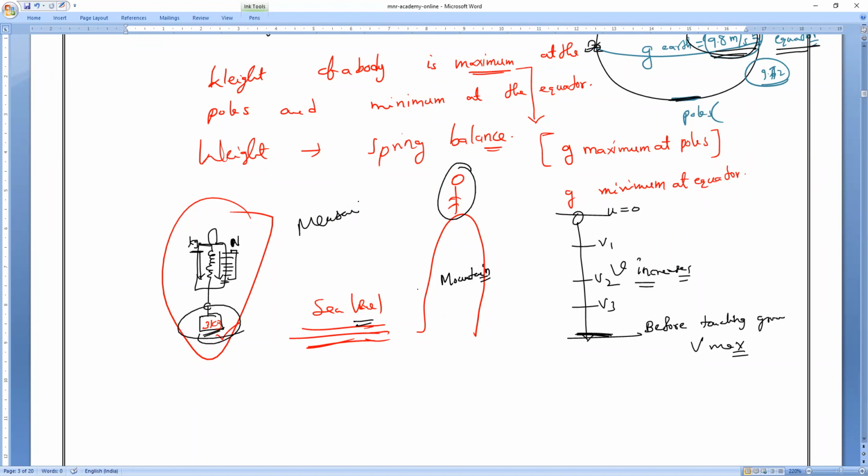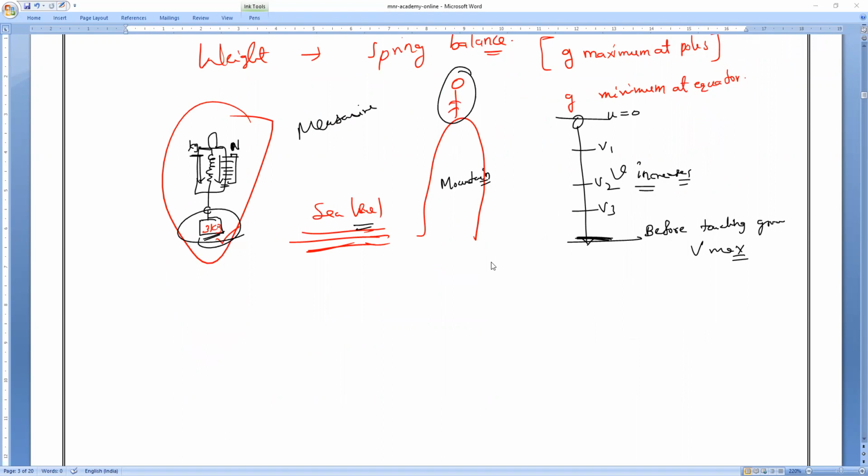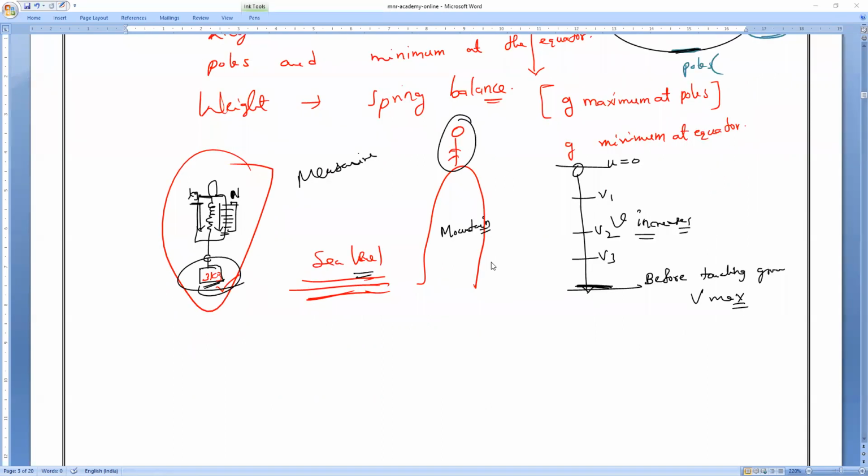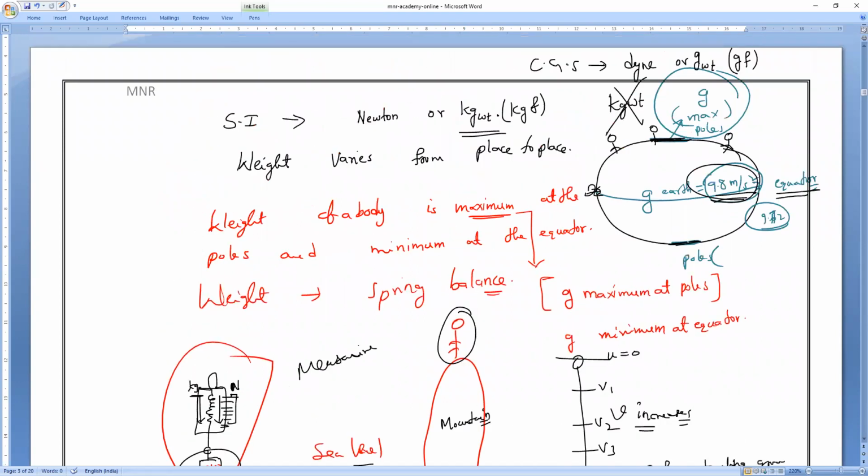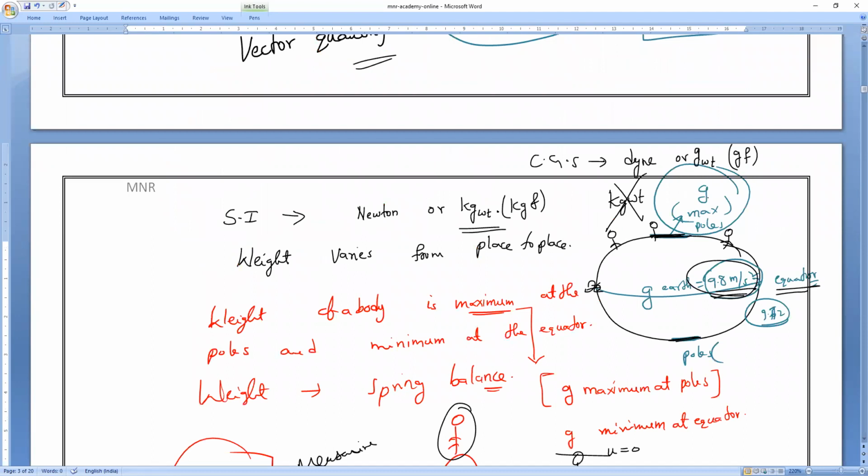Yes, sir, at sea level. What is your expectation? Now I will explain. Observe very carefully, this is very important. If you consider this is the earth, at the poles it has the maximum value and at the equator it has the minimum. Am I right, everybody?